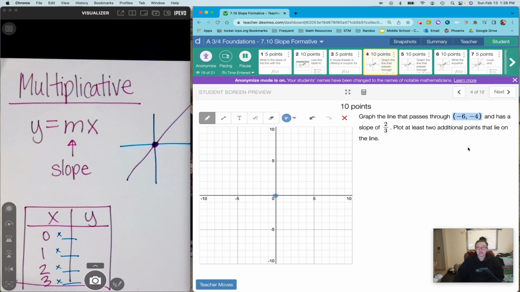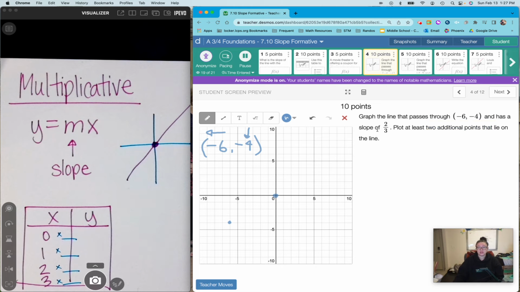They tell me I also have a point at -6, -4. So -6 means I'm going to the left. Because it's negative, my x negative means I'm going to the left 6. And then I'm going to go down 4. So I go to the left 6, I go down 4. And here's a dot. So I've already got 2 dots. I need a couple extra ones.